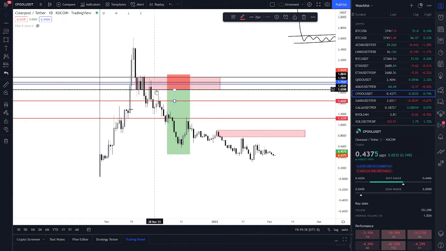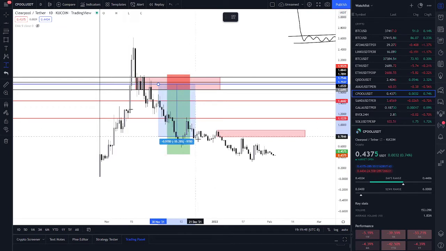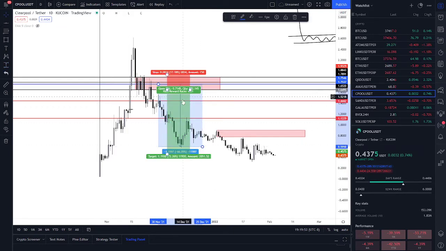Now it went back up and filled your first DCA. So your average is this blue line. Look at this. We went down 67%. You took profits here, you took profits here.